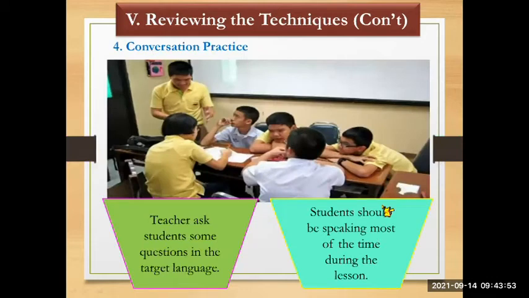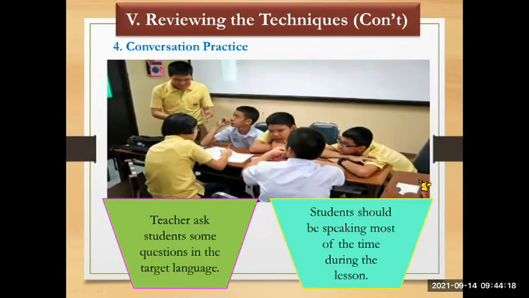And conversation practice. The teacher asks students some questions in the target language. Students should be speaking most of the time during the lesson. Maybe 90% of the class, the students should be the ones speaking, because they are active learners. In the direct method, they are active learners. And I think that is all about my part. Let's move on to Mr. Tick Tick to continue our topic.